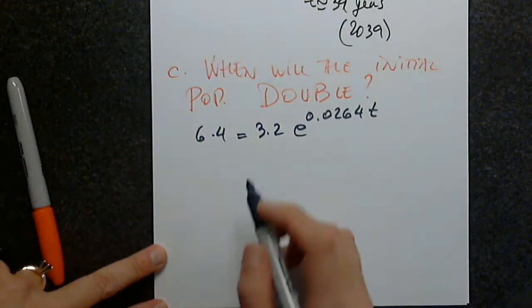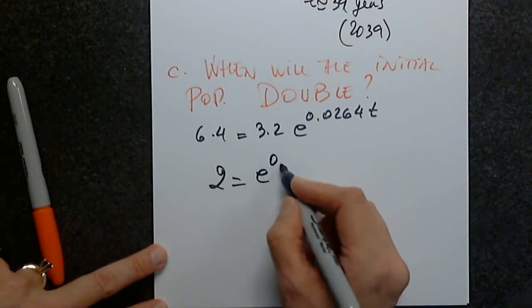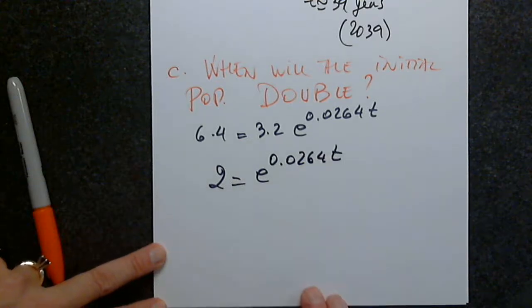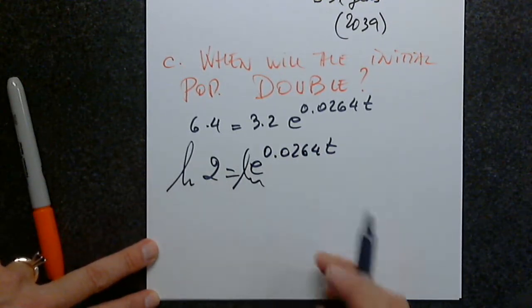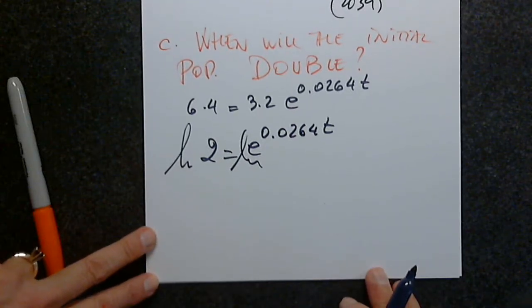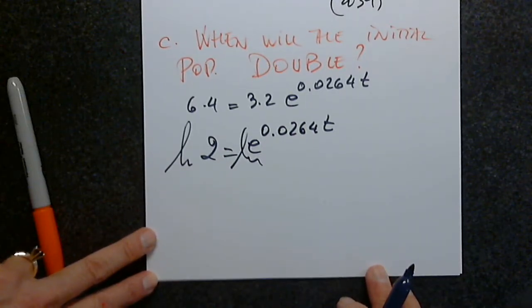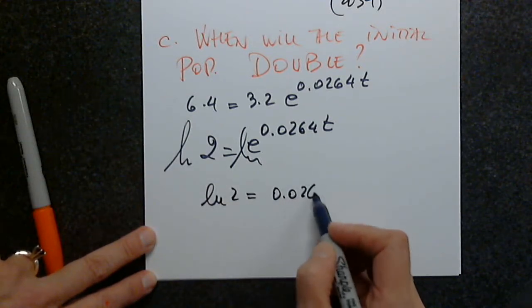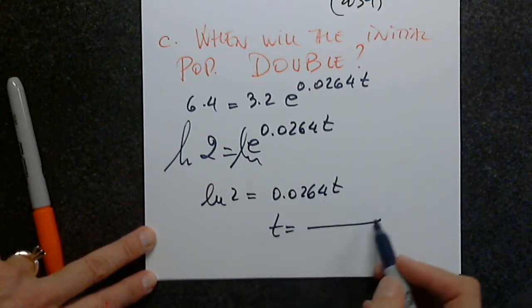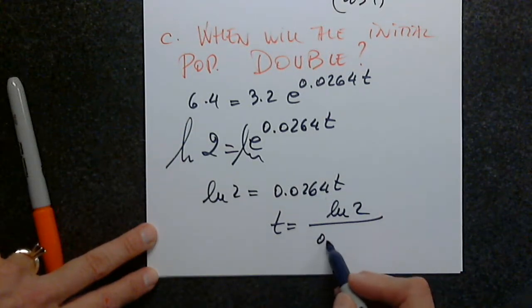So we divide, so we get 2 equals e to 0.0264 t. Then natural log of 2 equals 0.0264 t. So t equals natural log 2 over this.